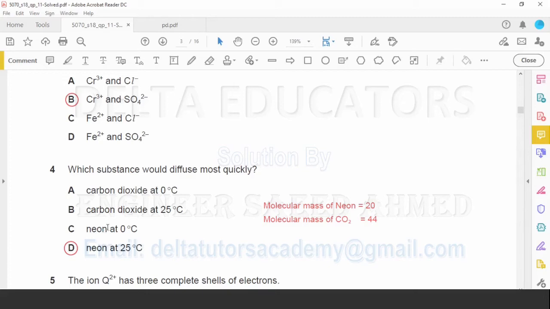Now rate of diffusion also depends on temperature. More temperature, more will be the rate of diffusion. Here in C it is given 0 degree centigrade. In D it is given 25. So definitely the rate of diffusion will be more in neon at 25 degrees centigrade. So our correct option is option D.